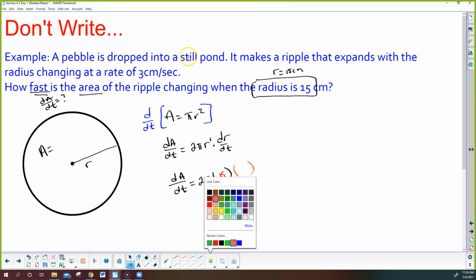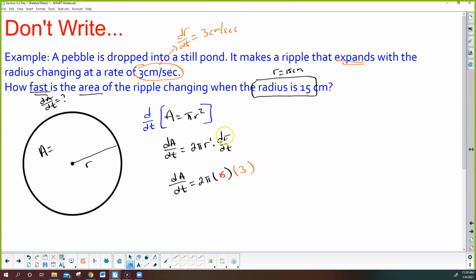Well, it says right here that the ripple expands. So that expands means it's increasing, and the radius is changing at a rate of 3 centimeters per second. So the radius is changing at positive 3 centimeters per second. So that's the part. dr/dt is 3, the radius is 15. And then if I want to keep this as an exact answer, I know 2 times 15 is 30. 30 times 3 is 90 pi. That's a better answer than any decimal we can get.